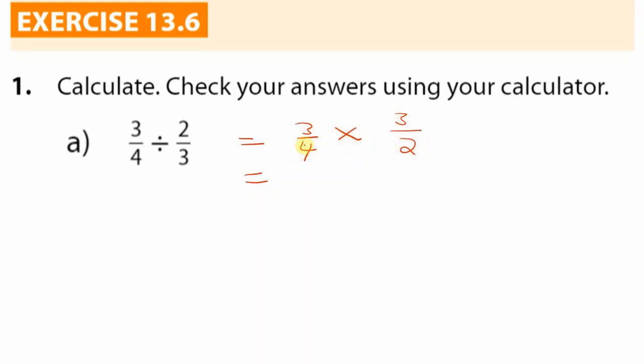There isn't anything that I can see, any factors that can cancel. So tops, 3 times 3 is 9. Bottoms, 4 times 2 is 8. This is an improper fraction. The top or the numerator is larger than the bottom or the denominator. So we ask, how many times can 8 go into 9? Yes, once. What is the remainder? Well, we have 8. We need another 1 to get 9. So the remainder is 1.